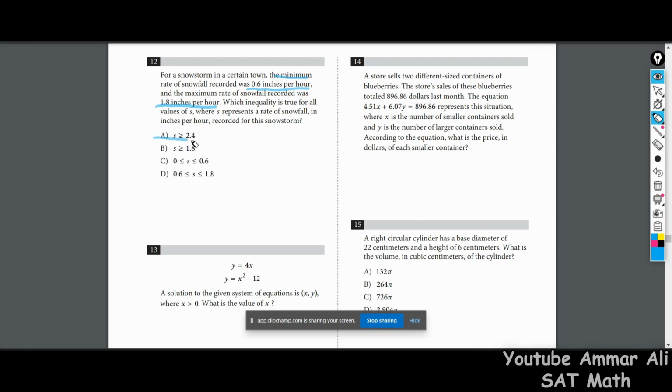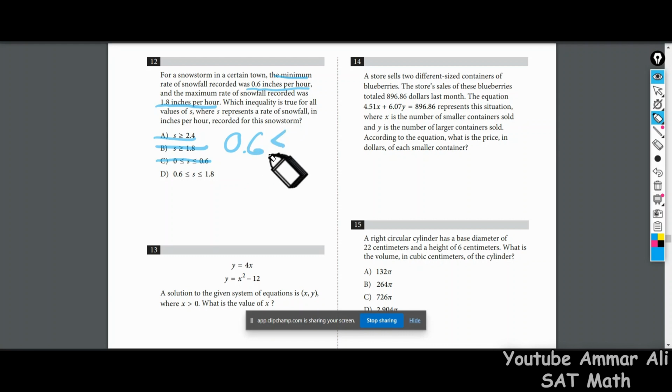Right off the bat, I know that one is wrong because they didn't say anywhere that the rate is going to be greater than 2.4. It's within a range. The maximum is 1.8, so we shouldn't have S be greater than 1.8 at any point. So again, this is wrong. Here, the bounds don't make sense because they never mentioned a 0. So this is also wrong, because we should have 0.6 at the bottom end.